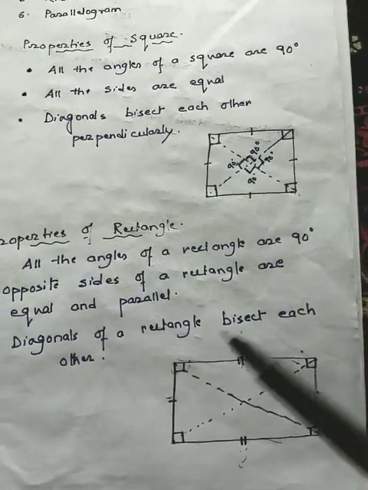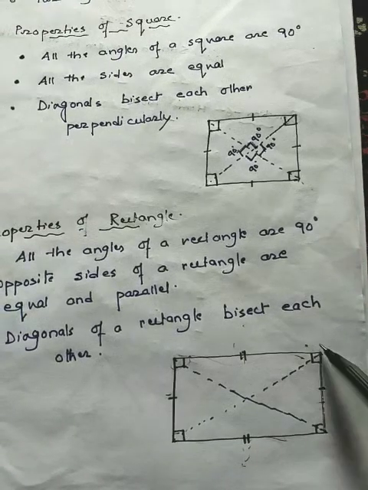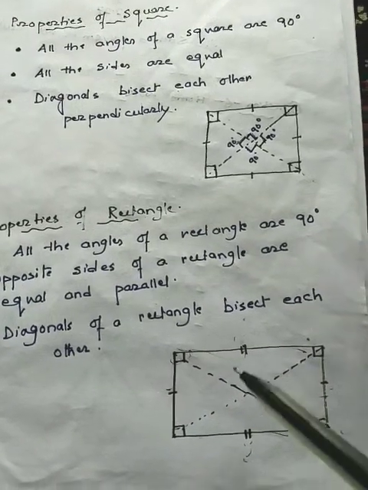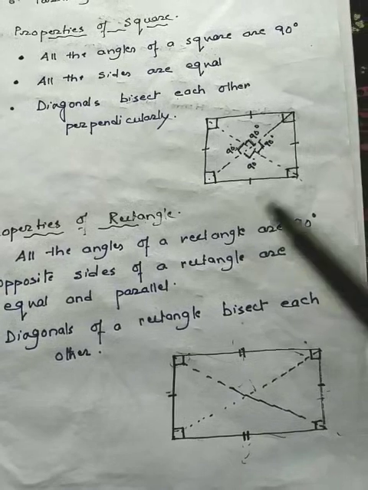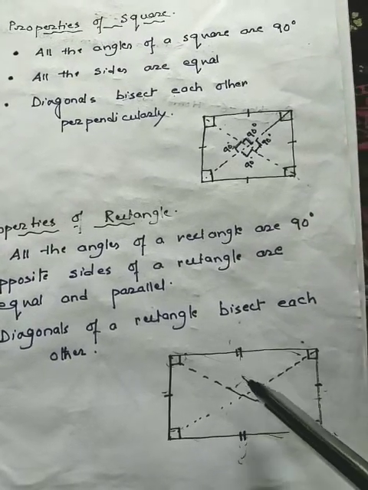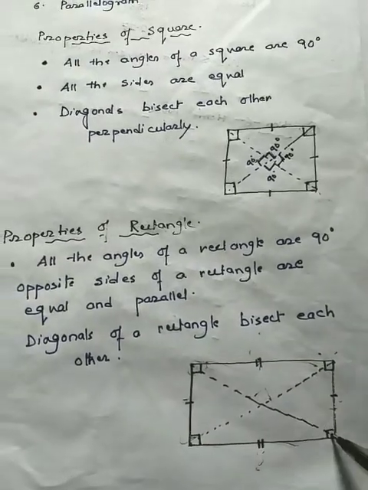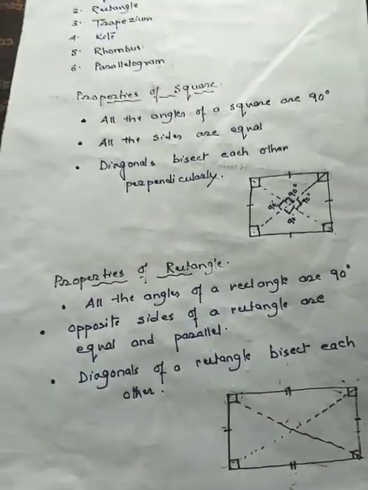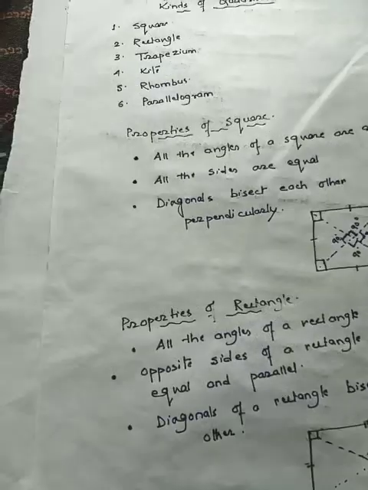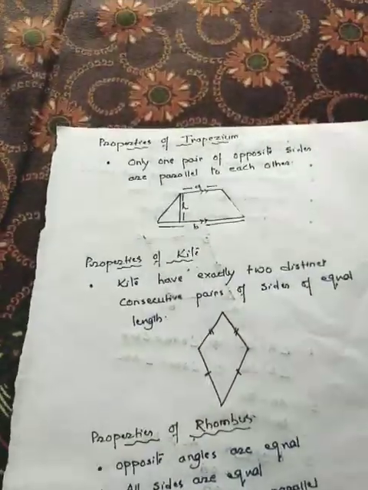Even this you have to remember, that the diagonals of a rectangle are also equal, but they do not intersect at 90 degrees. They are equal to each other. If this is 6 centimeter, then this will also be 6 centimeter. Clear, students? Okay, so let's move on to the next quadrilateral, that is what?